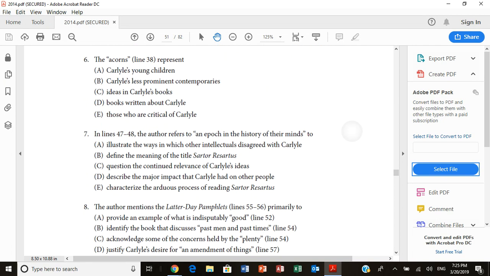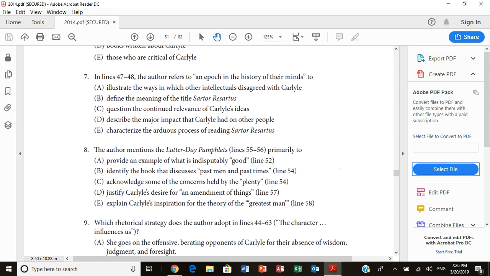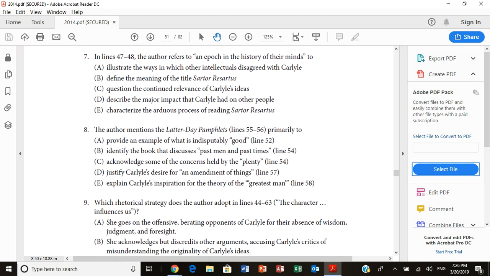Okay, this lovely little simile about the acorns and Carlyle's ideas represents Carlyle's young children? No. Carlyle's less prominent contemporaries? No. Ideas in Carlyle's books? Sure, yes. Books written by Carlyle? About Carlyle? No. Those who are critical of Carlyle? No. Everyone should have gotten this right. Those acorns are the ideas in Carlyle's books that have grown up, taken root, and you can throw the book away. Just like you can cut down the oak tree, the ideas have been planted and are growing into new trees, proverbial new trees.